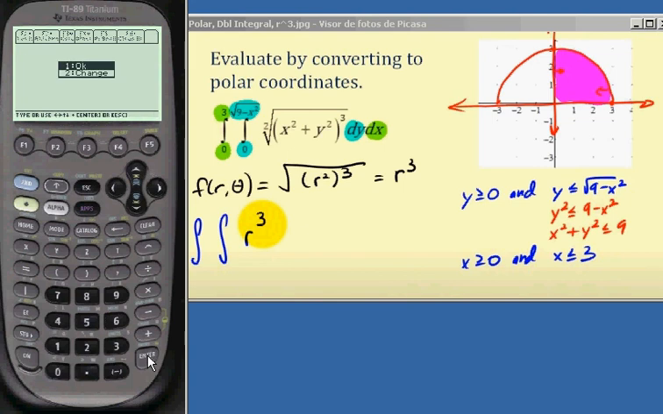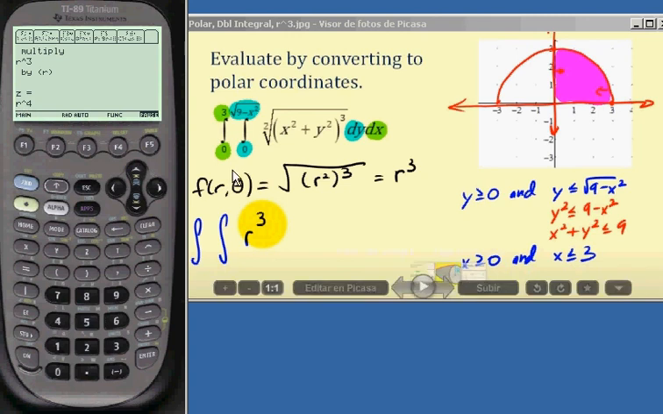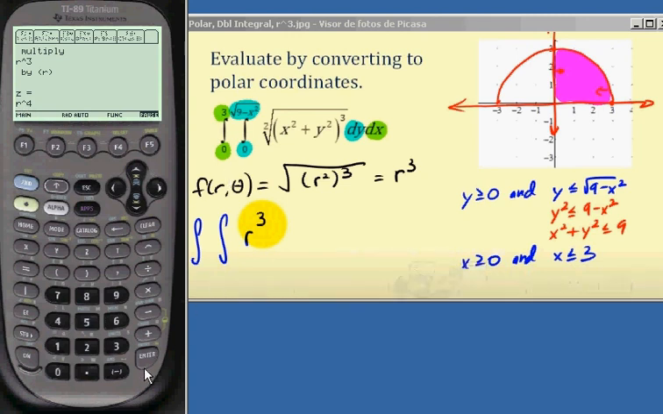Say it's okay. You can always change it if you want. I give you that option when you're entering anything into the entry lines. So here it's set up 0 to pi over 2, and the first one is r, dr, so that's 0 to 3. We have to multiply times r first, so it becomes r to the fourth. And the double integral becomes r to the fourth dr d theta with these limits.